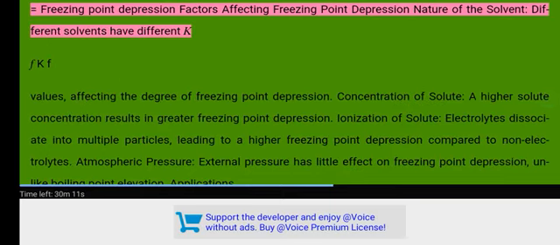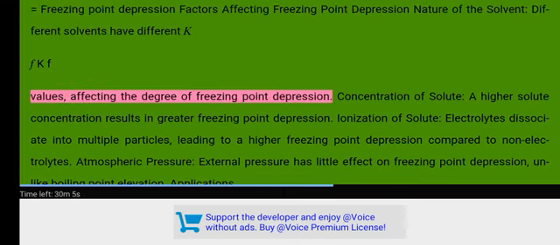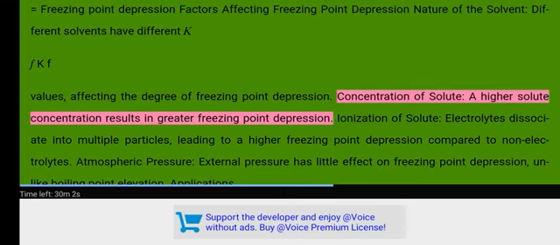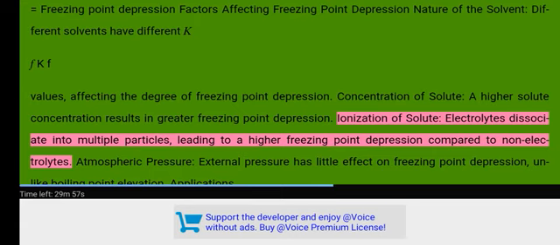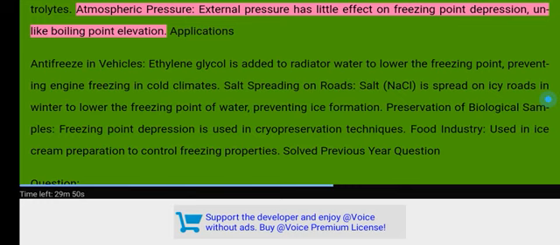Factors affecting freezing point depression. Nature of the solvent: different solvents have different Kf values affecting the degree of freezing point depression. Concentration of solute: a higher solute concentration results in greater freezing point depression. Ionization of solute: electrolytes dissociate into multiple particles, leading to a higher freezing point depression compared to non-electrolytes. Atmospheric pressure: external pressure has little effect on freezing point depression, unlike boiling point elevation.